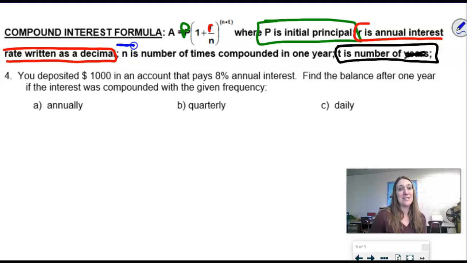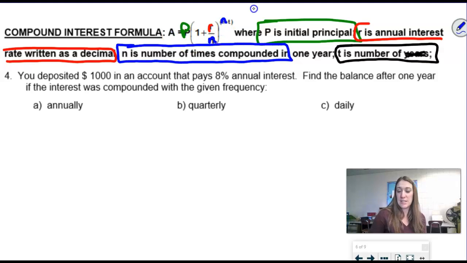And then this is the new one. N is the number of times that you compound interest in 1 year. So the N shows up twice in the formula. It shows up here and here. Oops, I forgot about the T here. It's times T right there.